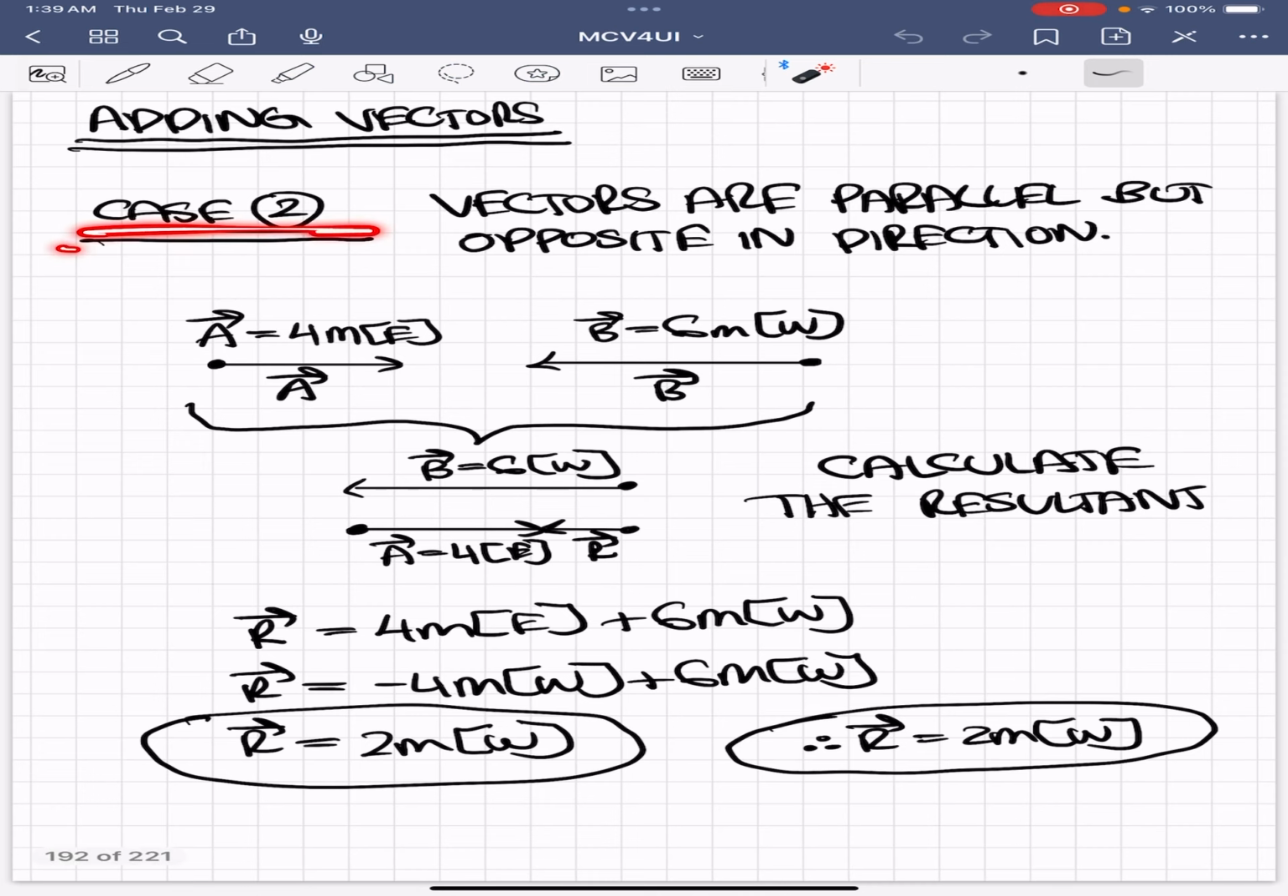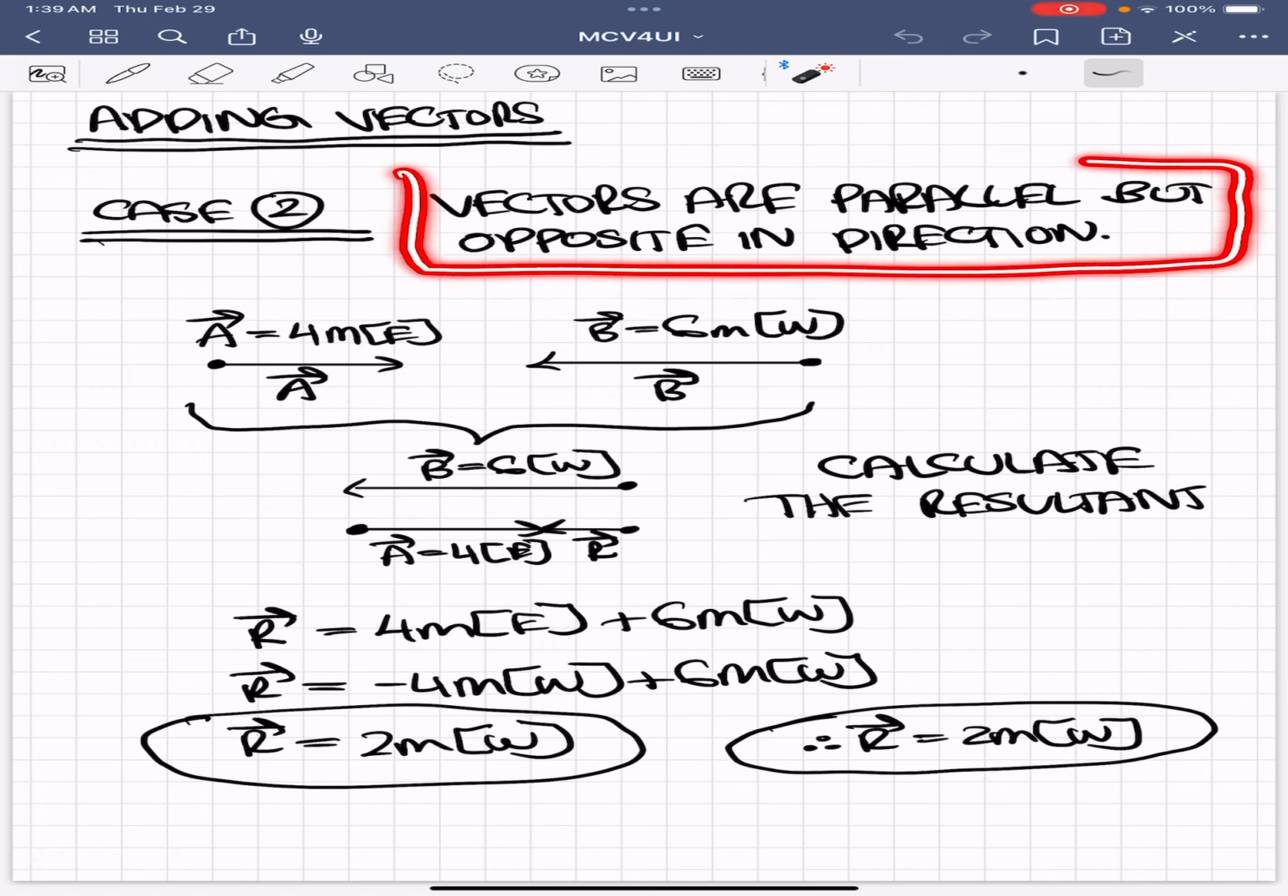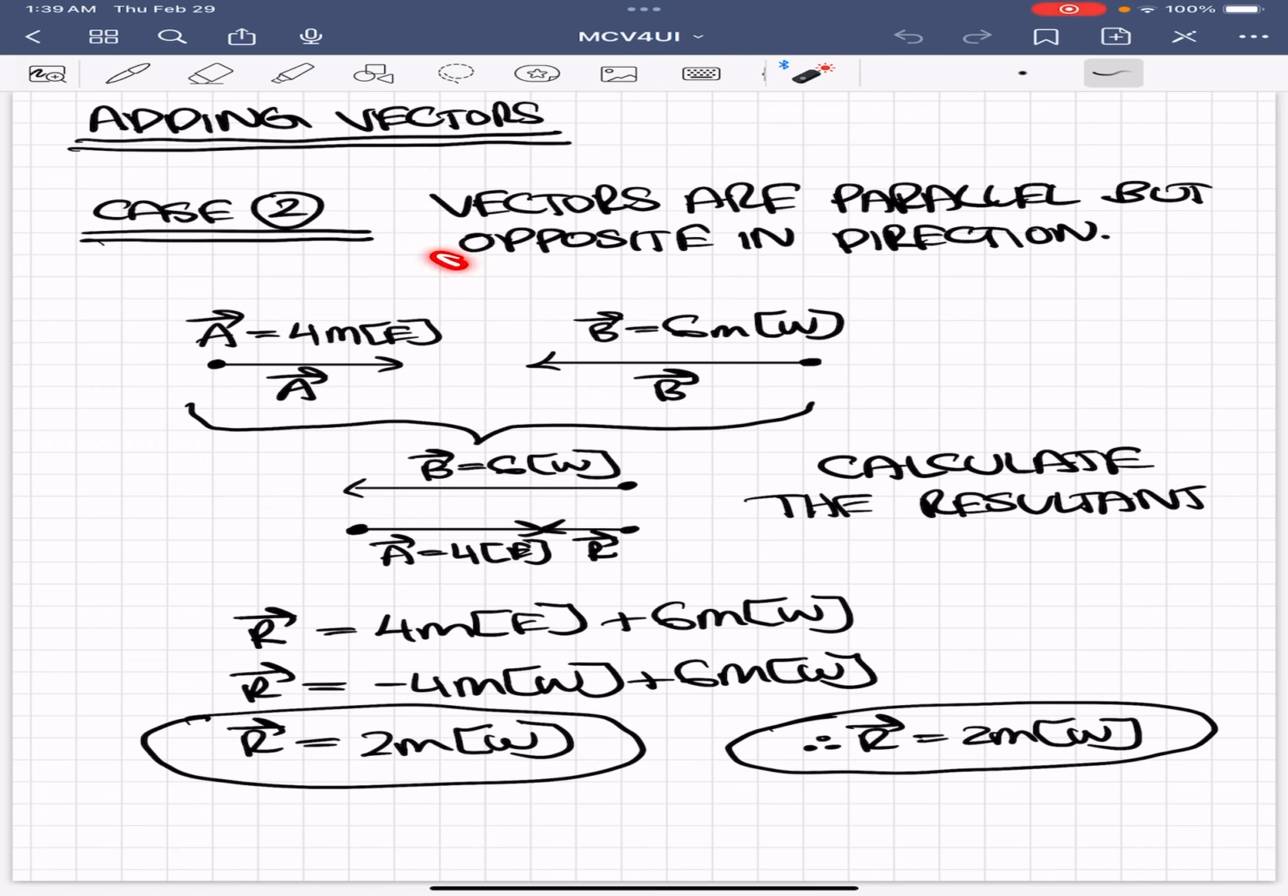So we have case number 2, in which vectors are parallel but opposite in direction. Vectors are parallel but opposite in direction. Opposite in direction, but parallel. I'll give you a minute to write everything down, and then we'll continue. Okay.